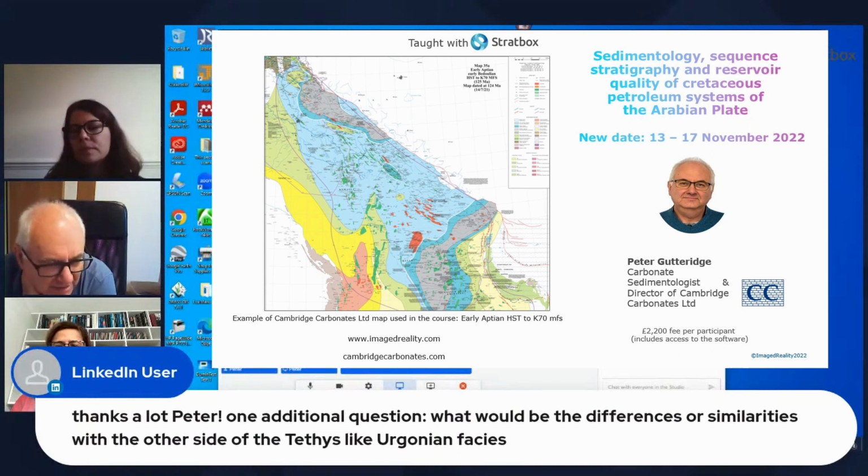I don't think that there would be too many differences, because we are just opposite sides of the same ocean. We're in the same faunal zone. So I think you'd have to look at the local tectonic configuration of the basin, which probably would have more influence on the facies patterns. But I think you'd be essentially dealing with the same bioclast assemblages and general carbonate systems.